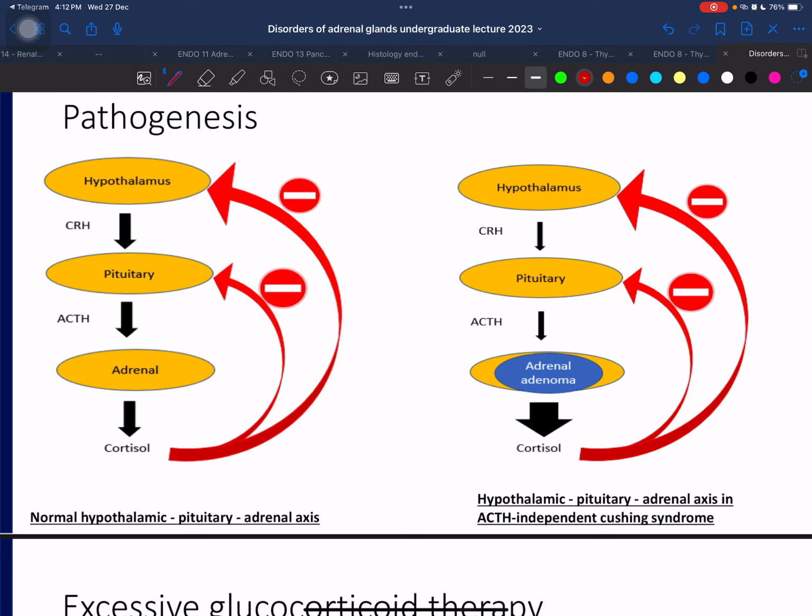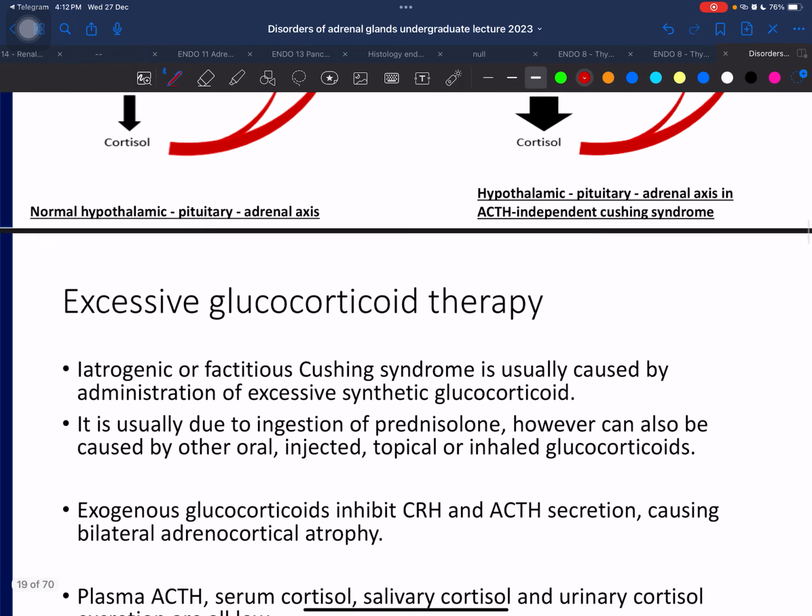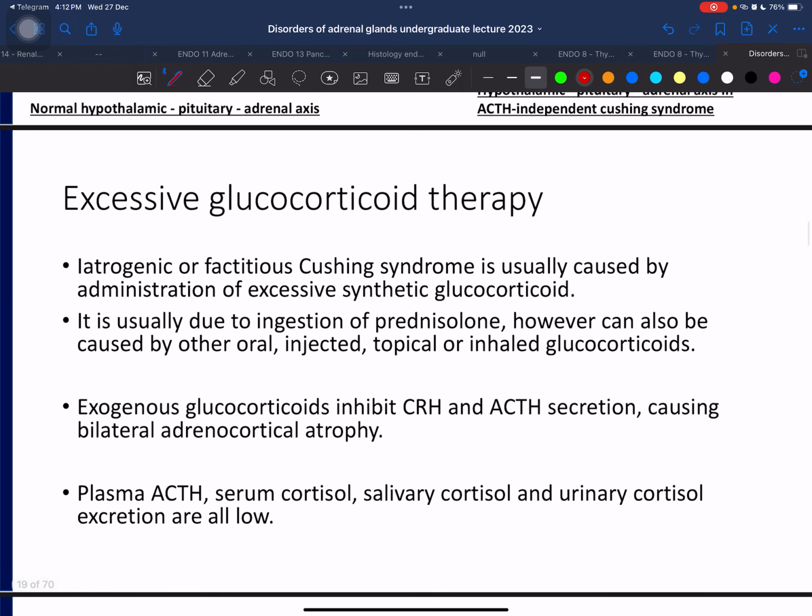So excessive glucocorticoid therapy means it's your exogenous steroids that you are taking. Some patients just take excessive glucocorticoids. This can be due to prednisolone ingestion, oral, injection, topical, etc. Most commonly, of course, it is oral steroids. So this will inhibit CRH and ACTH secretion, causing bilateral adrenocortical atrophy. Everything is low.